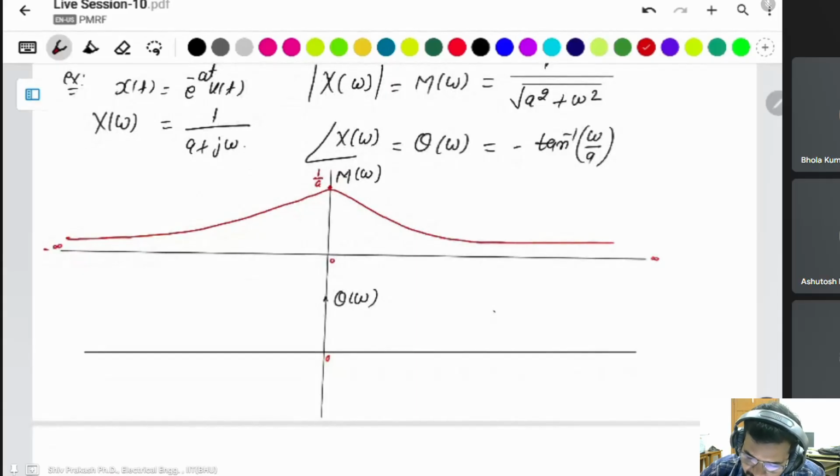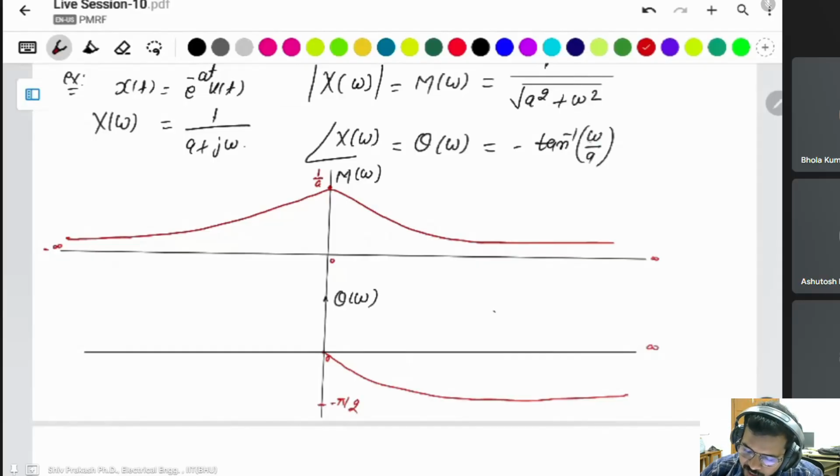How about the angle? At omega equal to 0, tan inverse 0, it means angle is 0, tan 0 value is 0. Yes, angle is 0. If you put the value at omega equal to infinity, then tan inverse infinity means 90 degree, and this will be negative, so minus 90 degree, which goes to minus pi by 2 when omega is equal to infinity.